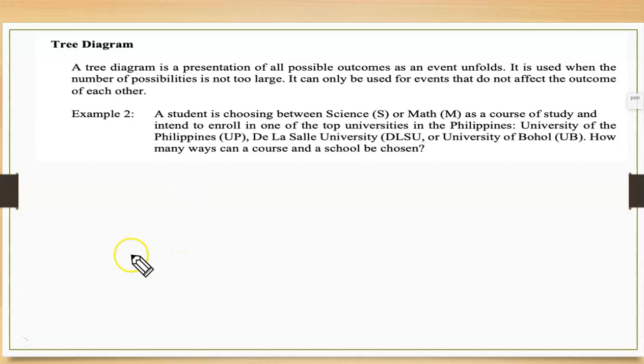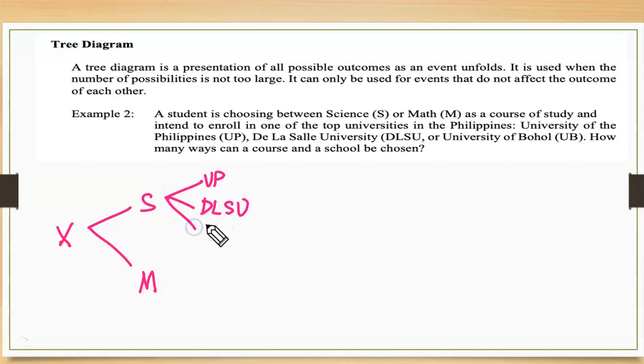For example, student X has to choose among 2 courses of study, which are science and math. And then he also intends to enroll in one of the top 3 universities of the Philippines, namely University of the Philippines, or UP, De La Salle University, or DLSU, and University of Bohol, or UB. The same here, student X could take math, enrolling in UP, De La Salle University, or UB.